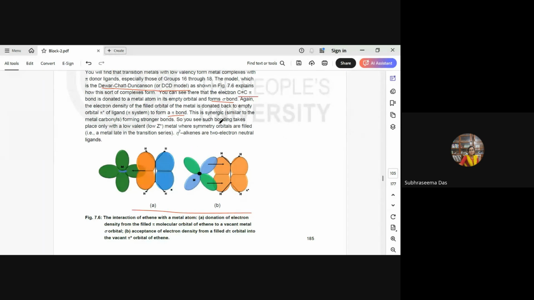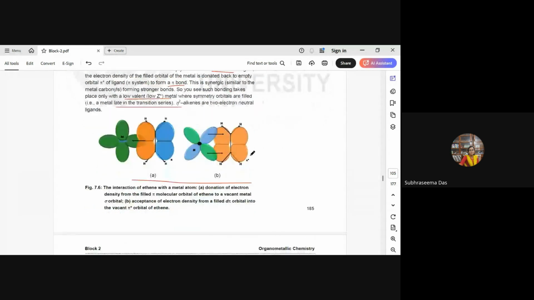So we see that such bonding only takes place with a low valent metal, that is, when the metal lies mostly in group 16 and group 18, where the symmetry orbitals are filled, that is, a metal in the late transition series. So eta 2 alkenes are two electron neutral ligands. Here it has been shown in figure 7.6.